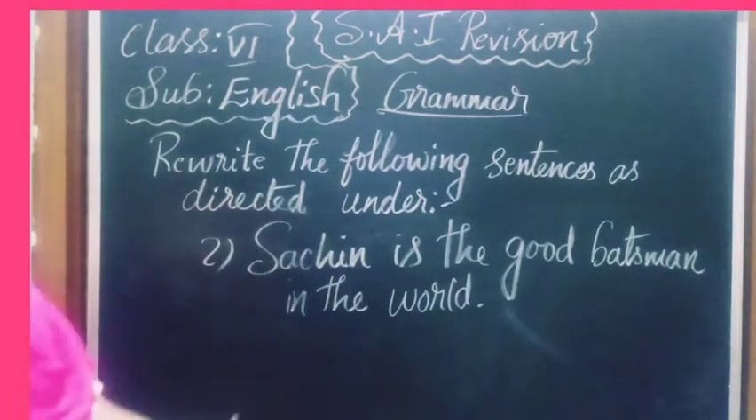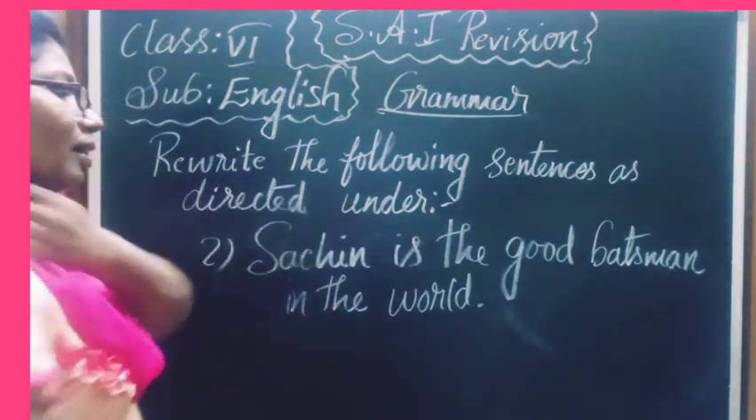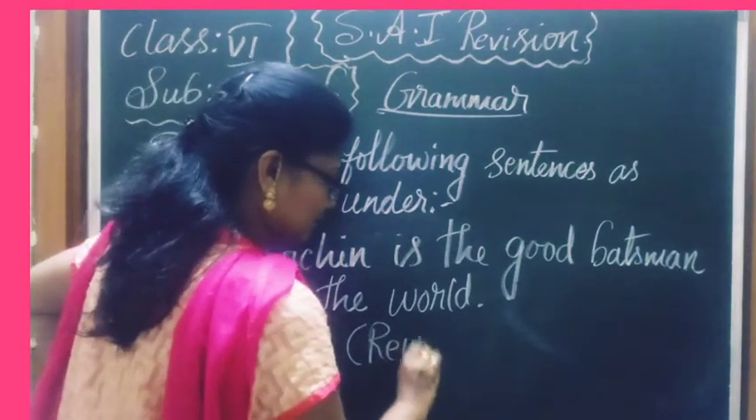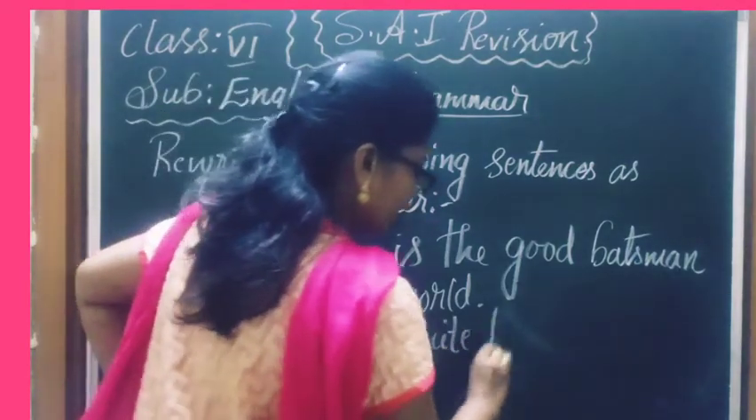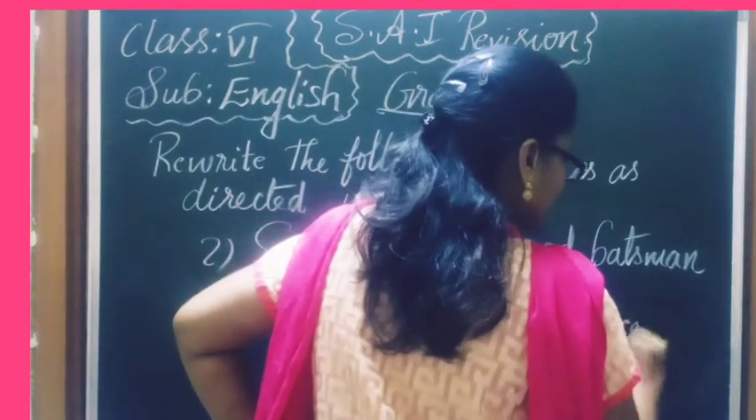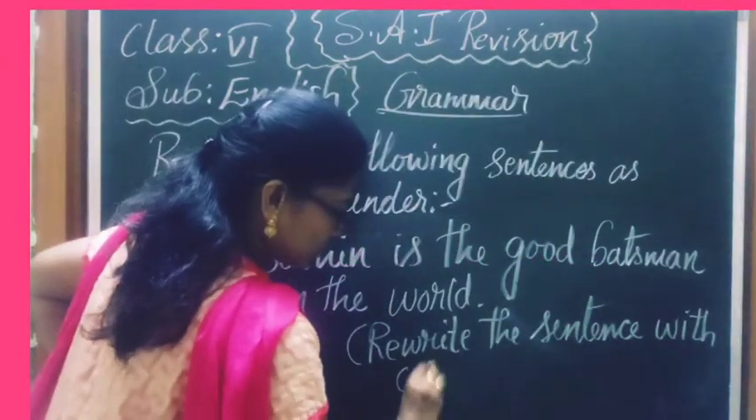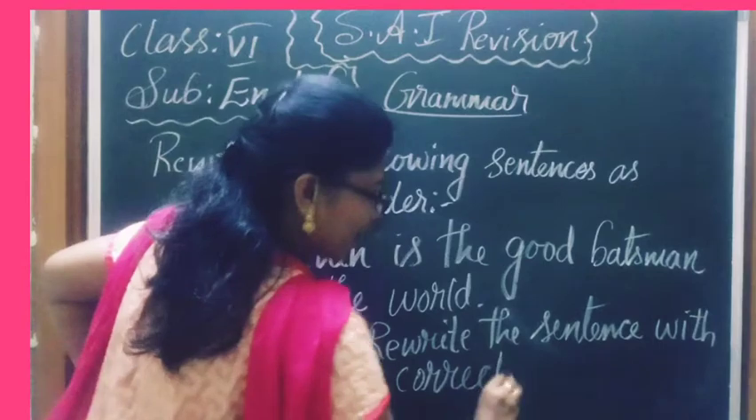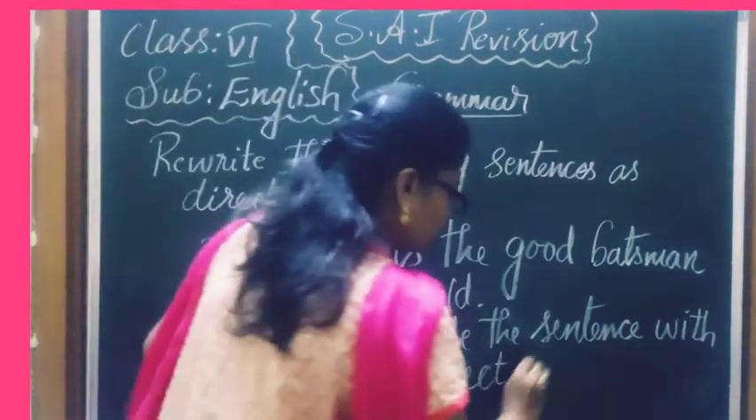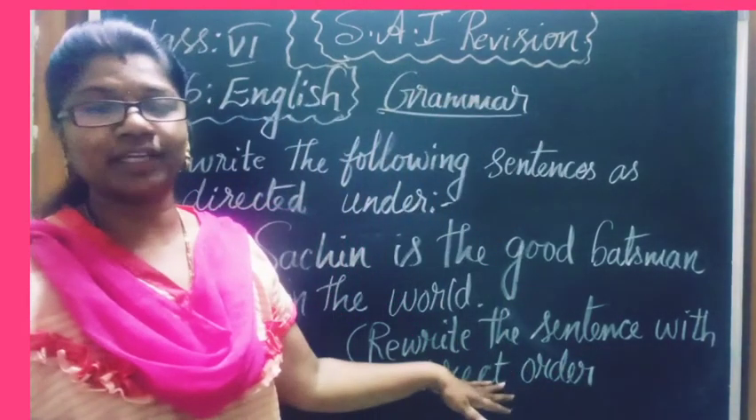Now, the question would be a sentence I'm giving you in this way. You may get it in your exam. And then I ask you to rewrite the sentence. Rewrite the sentence with the correct adjective order, with the correct order of the adjective. Okay, the order of degrees, you know, degrees of comparison.